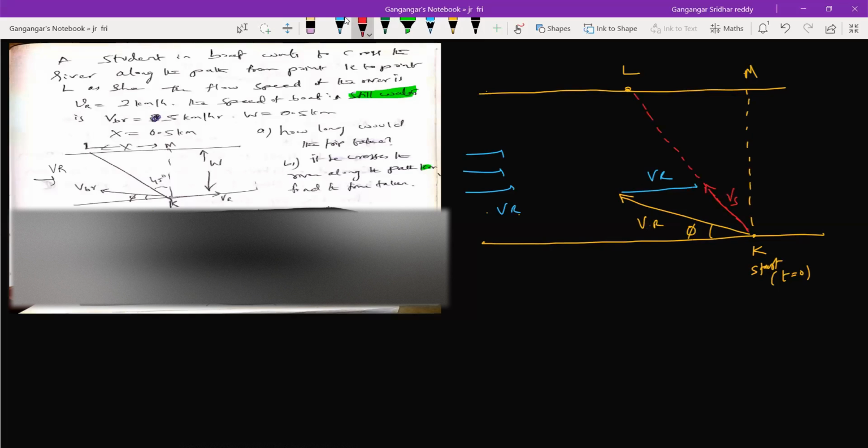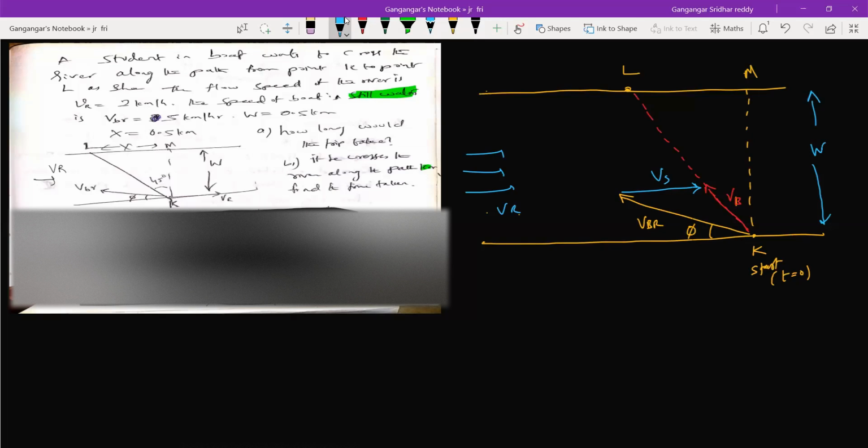VBR, no? These symbols will change. Velocity of boat. Okay, look at this now, see all this. There's the width of the river. So what is our question? We have to calculate this angle. How long will the trip take? It's telling how long the trip will take.